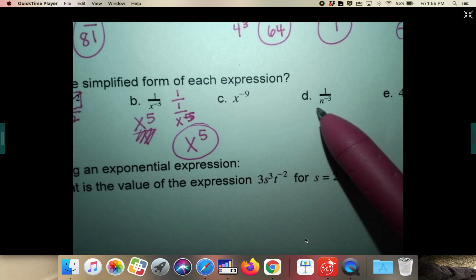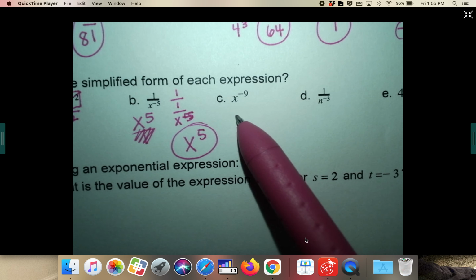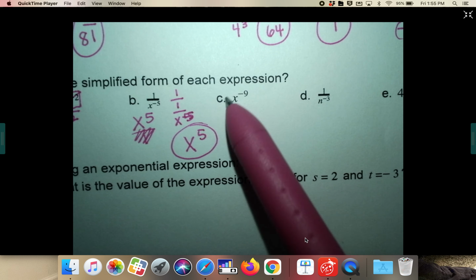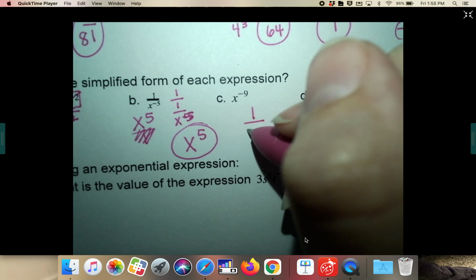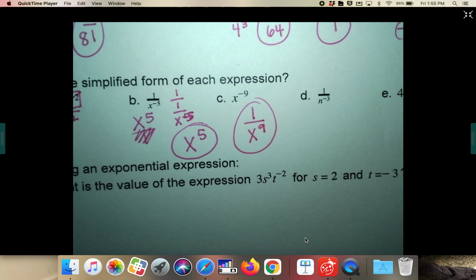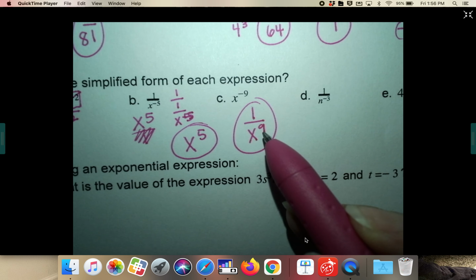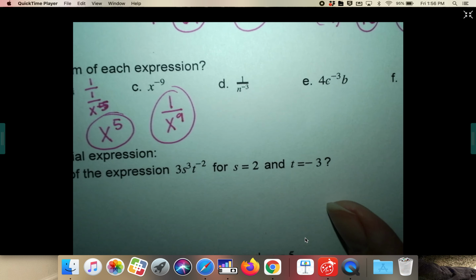Okay, so this technically, remember, is a whole number, it's a whole expression, so we're going to flip it to the bottom and make it positive under a 1. And that's all you need to do there. Make sure your exponent becomes positive now that you have flipped it.